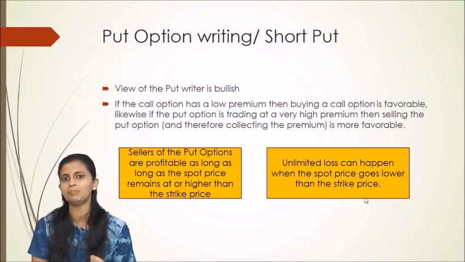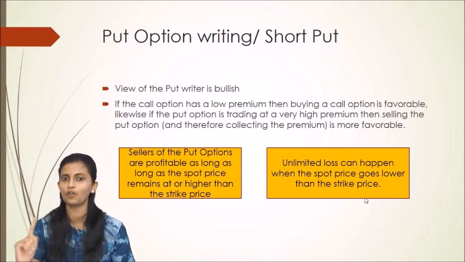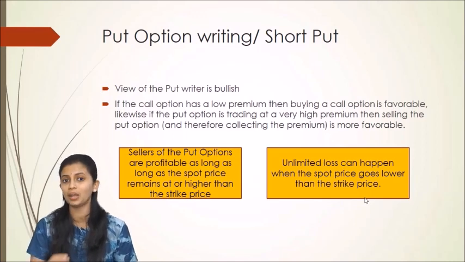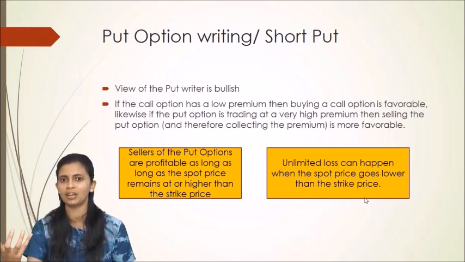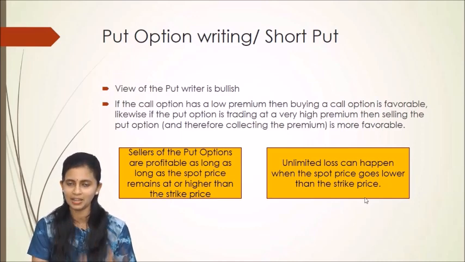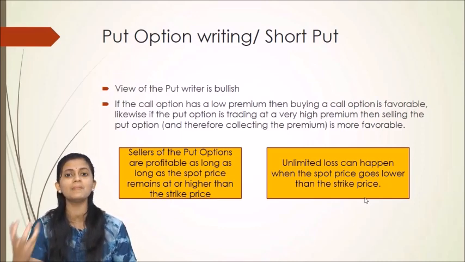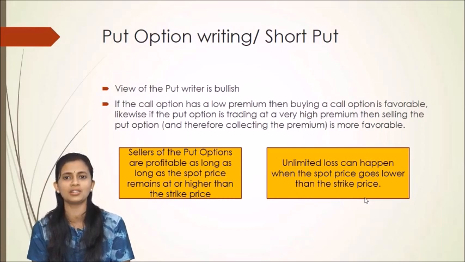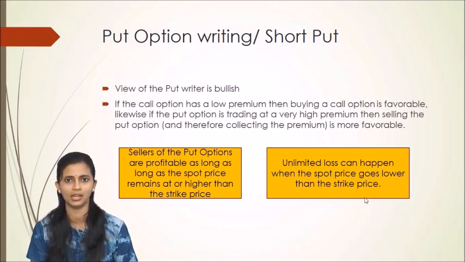Now, if the premium is low, then you can go for buying the call option because you will get that option at a lower price. And if the premium is high, then which is favorable? Writing the put option is favorable because you will collect more premium. So you have to see which is favorable. Even if your view is bullish, if the premium is more, buying the call option will not give you much good result, but writing a put will give you more result because you are collecting more premium over there.